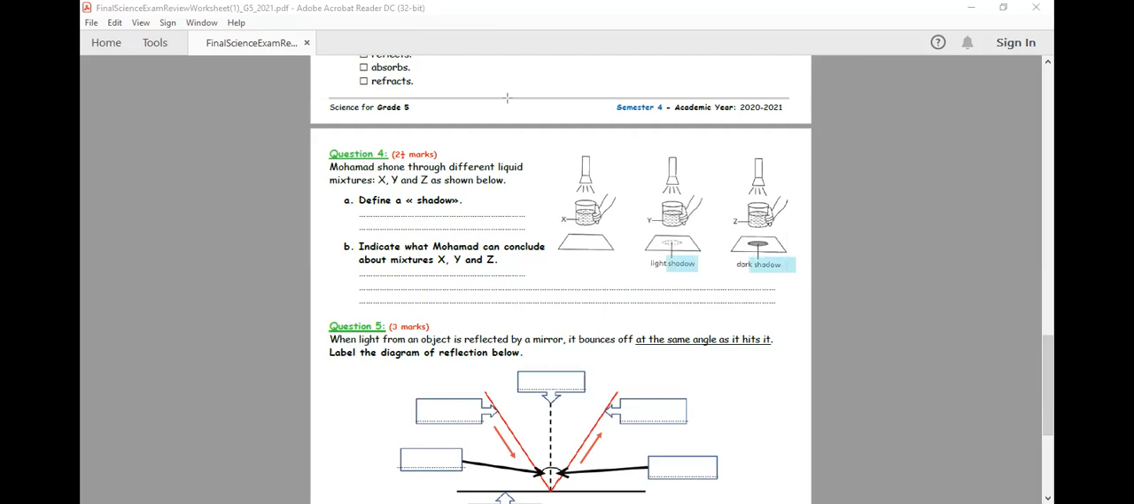Shadows form if light hits an object. I didn't hear you. What did you say? How do shadows form? Shadows happen when light hits an opaque object. When an opaque object does what? An opaque object blocks the light. Blocks the light coming from where? Coming from a light source. A light source. That's right.